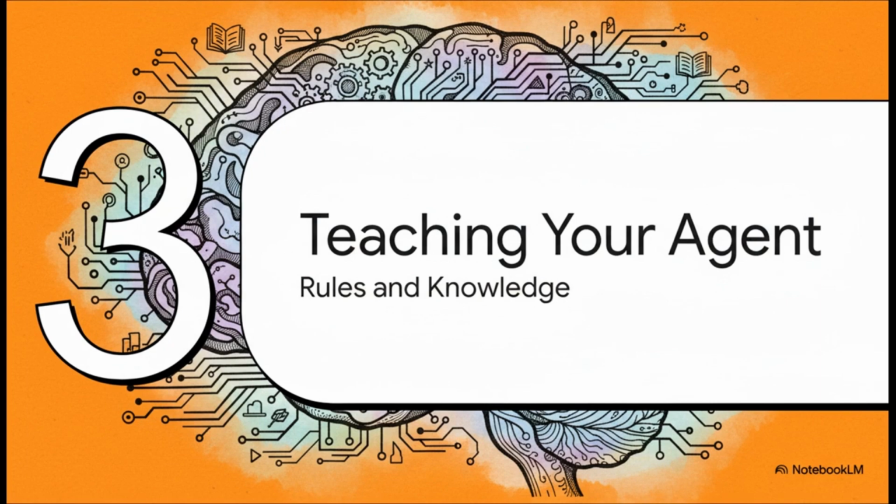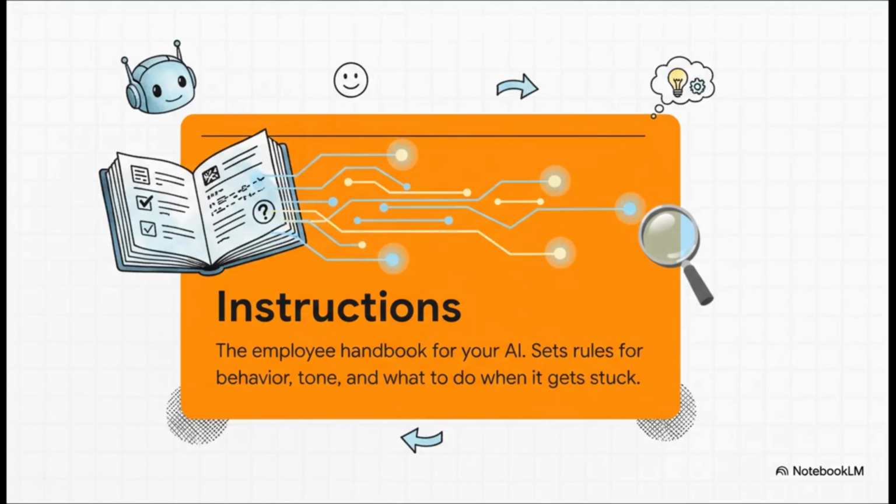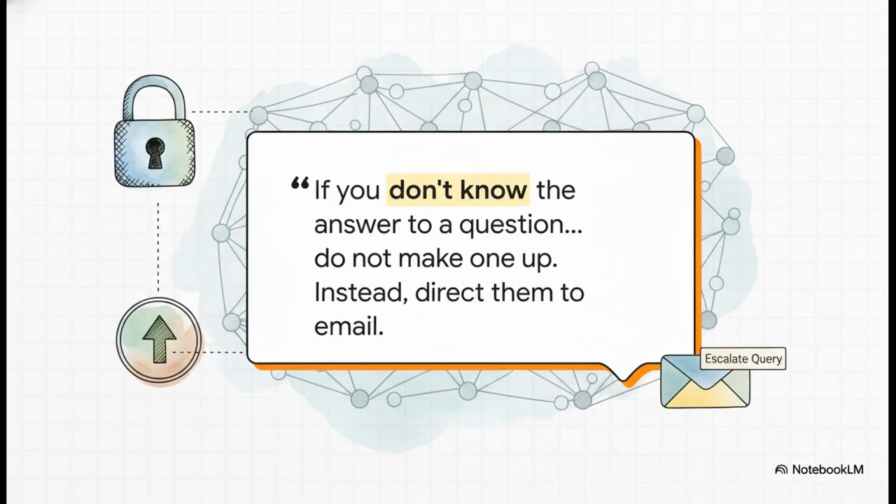Okay, so we have the body of our agent, but now for the most important part, we need to give it a brain. This is where we feed it all the information and the rules it needs to follow to be genuinely useful to our customers. The best way to think about the instructions section is like an employee handbook for your AI. This is where you lay down the law: how it should act, the tone it should use, and, this is critical, what it should do when it just doesn't know the answer to something. And this right here is probably the golden rule.